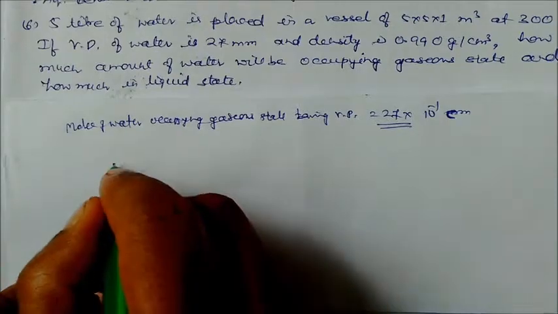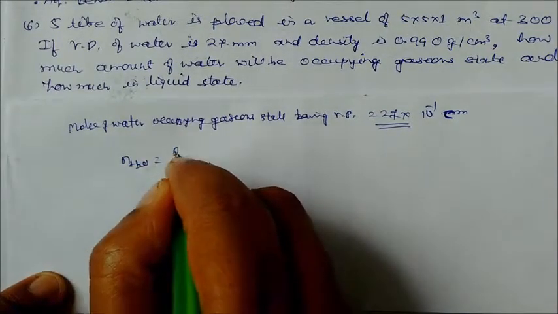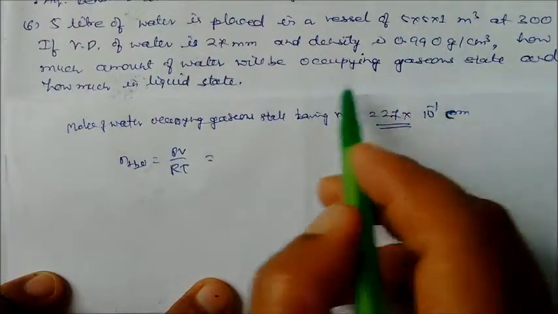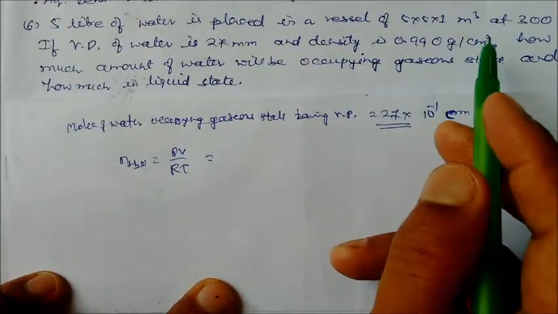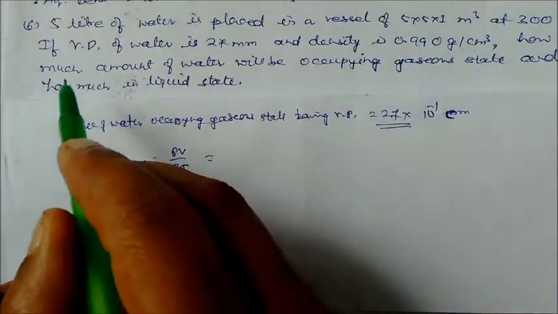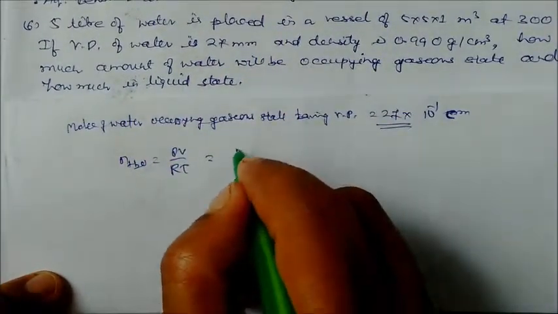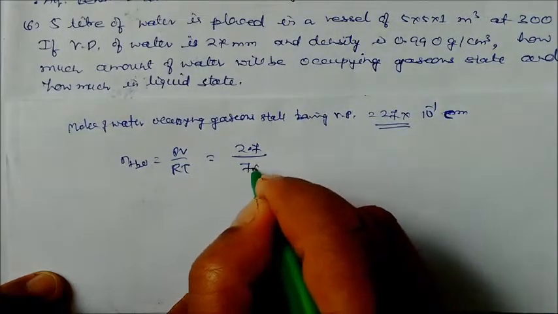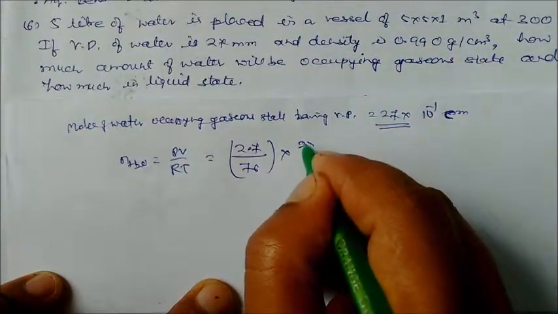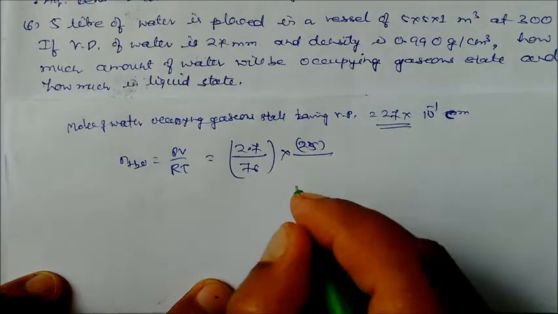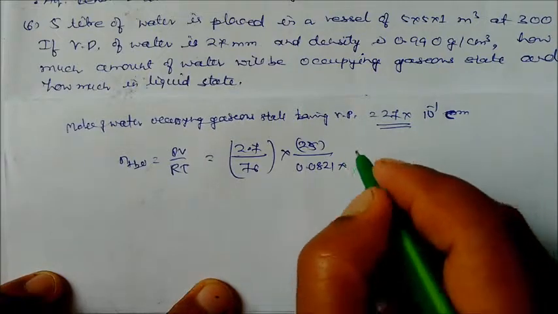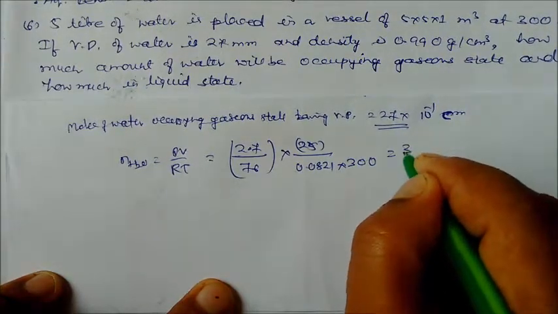So we have to find the moles. Moles of water vapor will be PV by RT. Pressure is given: the vapor pressure is 2.7 centimeter divided by 76. And the volume is given, 5 into 5 into 5, that is 25. What is R? R is 0.0821 and temperature is again 300 Kelvin. On solving you will get 36 moles of water.